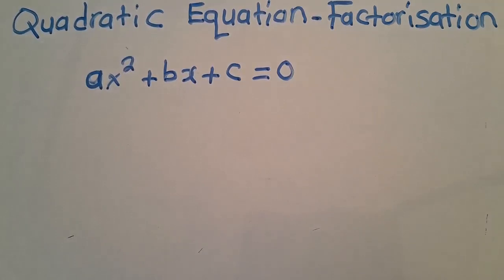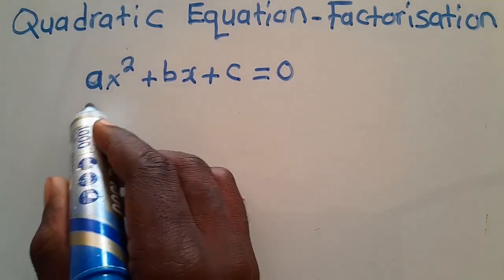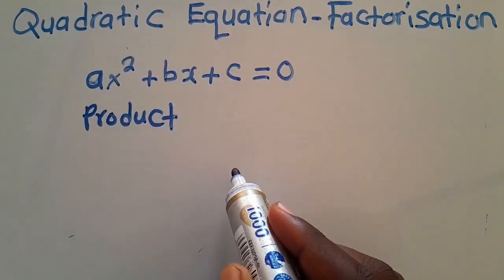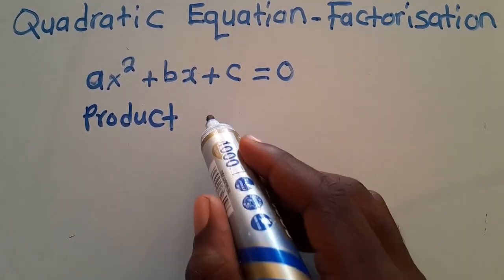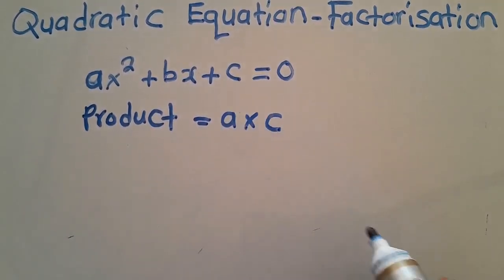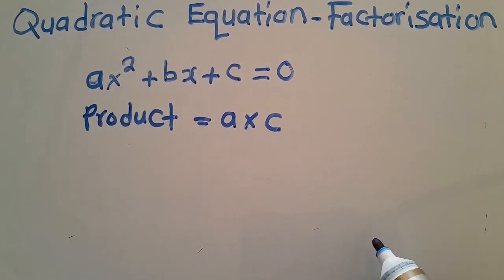There are certain steps that we get to follow whenever we want to solve a quadratic equation. The first step is find the product of A and C. You find the product. How do you find the product? You multiply A times C. This is how we find the product.